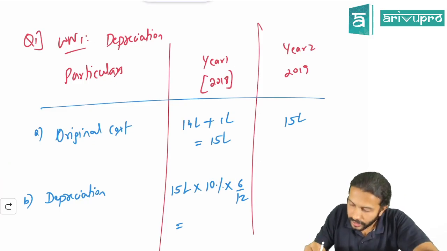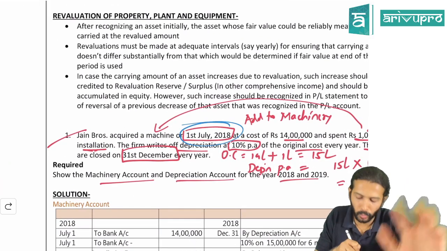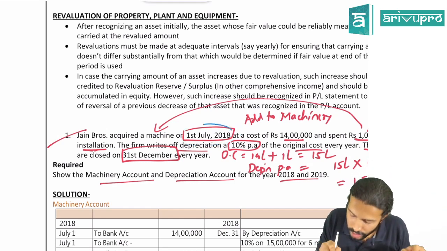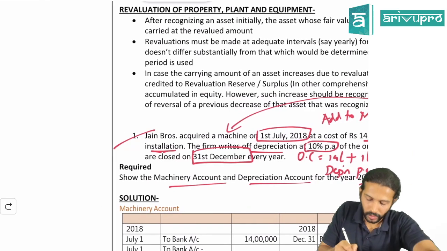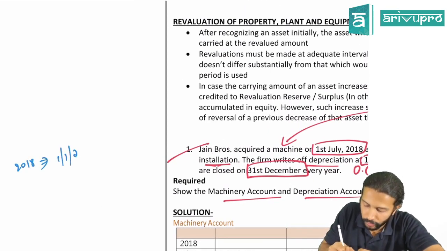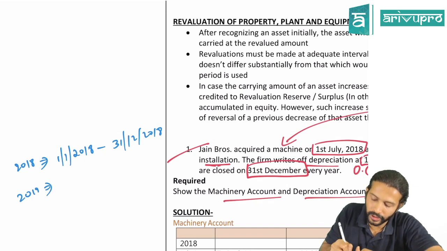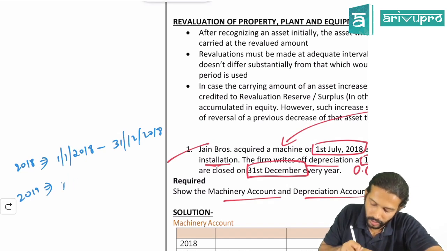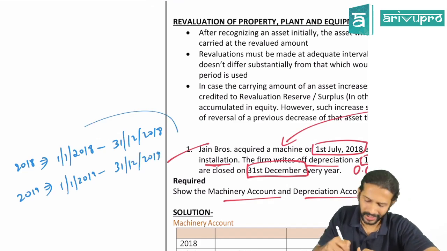Why? That's the reason I underlined the date also for you. Check. Sir, I bought the asset from which date? 1st July 2018. My year may start on 1st January. See, 2018 means what? What will be my accounting year? It will begin on 1st January and end on 31st December 2018. The 2019 accounting year will start from 1st January 2019 to 31st December 2019. This is my year.